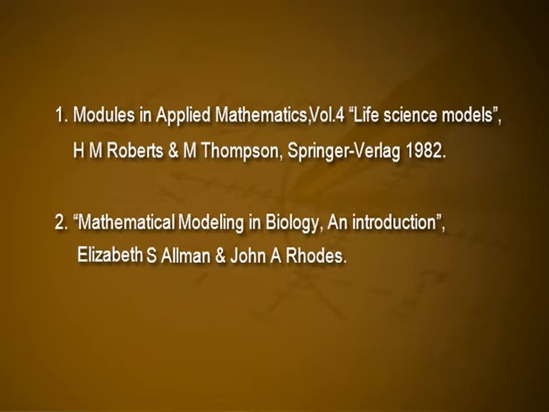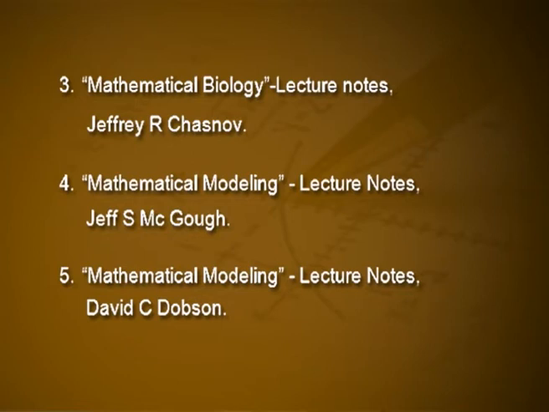Here are some books for further reading. First one is Life Science Models, which comes as the Modules in Applied Mathematics Volume 4, written by H. M. Roberts and M. Thompson, Springer Verlag 1982. Second one, Mathematical Modeling in Biology: An Introduction by Elizabeth S. Allman and John A. Rhodes. Third one, Mathematical Biology Lecture Notes by Jeffrey R. Kasnow. Fourth one, Mathematical Modeling Lecture Notes by Jeff S. McGough. And fifth one, Mathematical Modeling Lecture Notes by David C. Dobson.